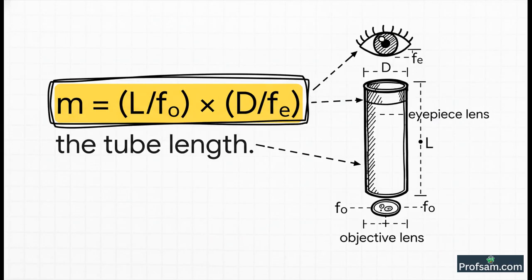Okay, here is the exam-safe formula you absolutely must remember. The total magnification, M, is approximately L/FO multiplied by D/FE. Now what are these terms? L is simply the length of the microscope tube. FO is the objective's focal length, and FE is the eyepiece's focal length. It's a really powerful and easy formula to use.